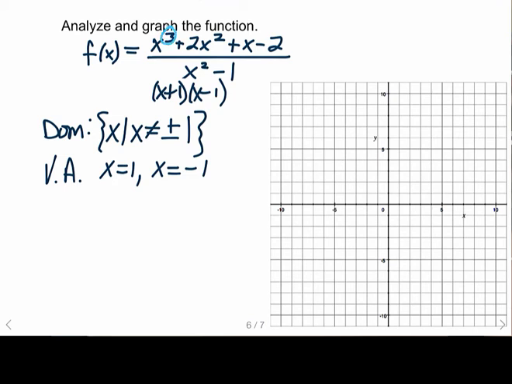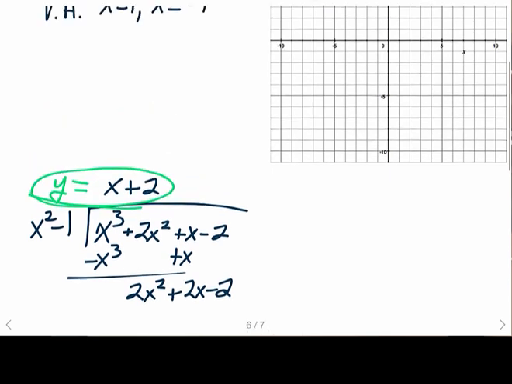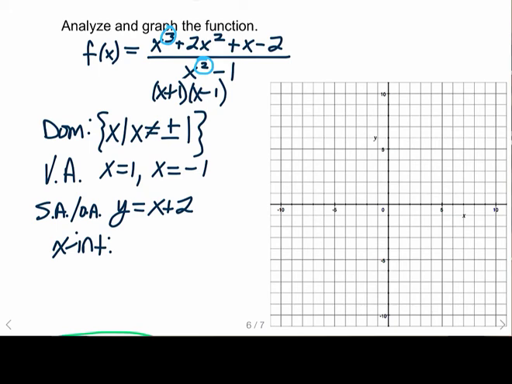As far as the oblique or slant asymptote, the degree of the numerator is 3, the degree of the denominator is 2, and so we need to use long division. Let's see how that's going to go down here. Because I'm only concerned with the quotient, I stopped it when I found that the quotient is x plus 2, so the slant or oblique asymptote is y equals x plus 2. The x-intercept is going to be a little bit tricky here, so we'll come back to that. The y-intercept is, of course, where x is equal to 0, and so (0, 2) in this case. Let's draw as much of this as we can.